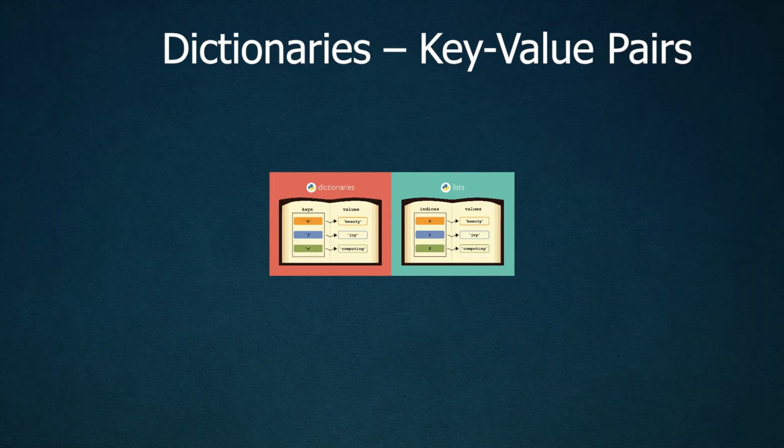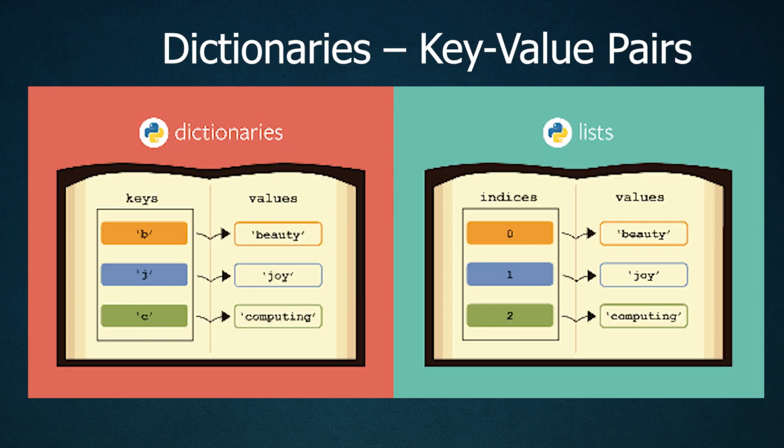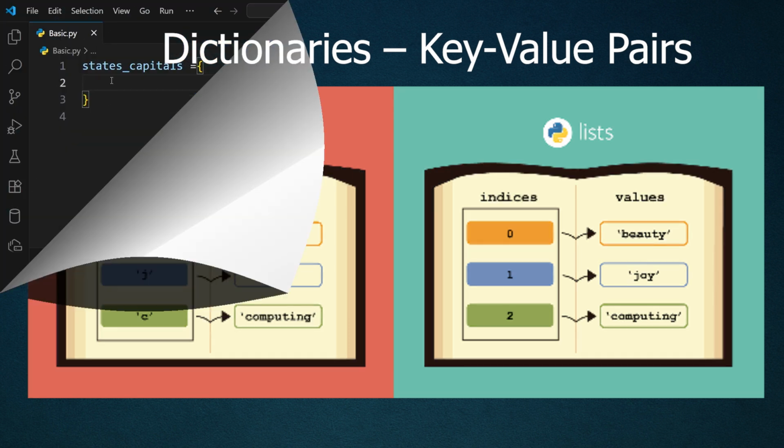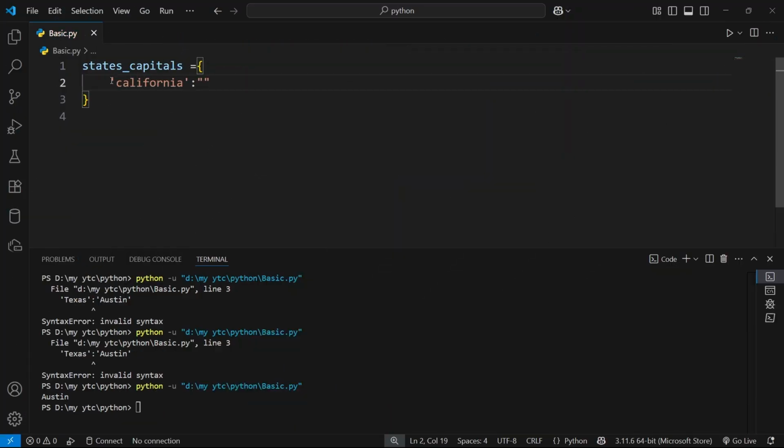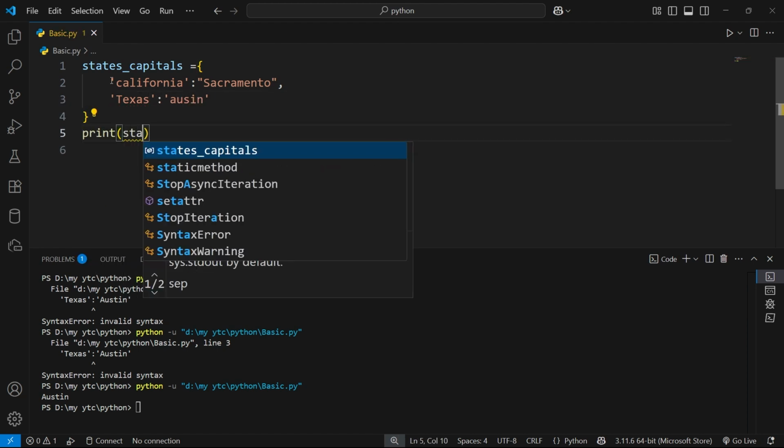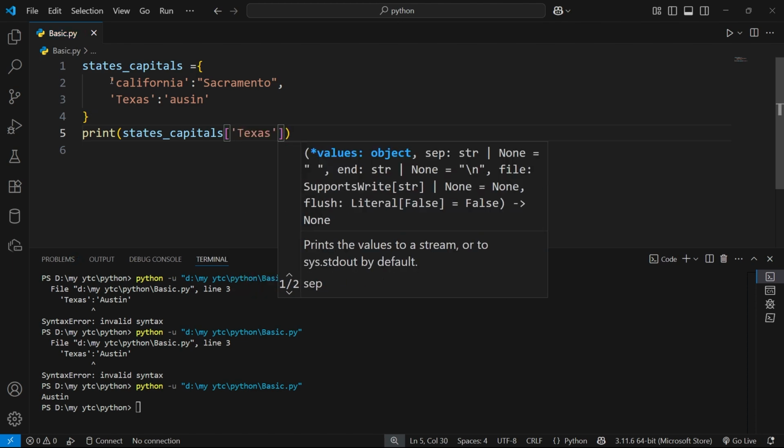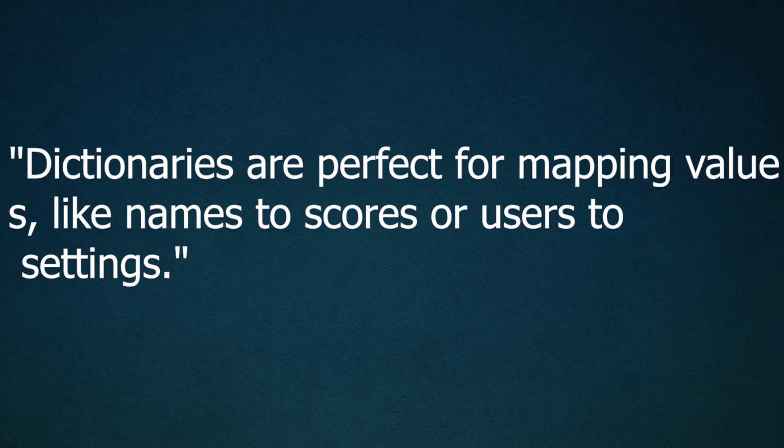Dictionaries: key-value pairs. Now let's talk about dictionaries, collections of key-value pairs. state_capitals = {"California": "Sacramento", "Texas": "Austin"}, print(state_capitals["Texas"]) # Austin. Dictionaries are perfect for mapping values, like names to scores or users to settings.